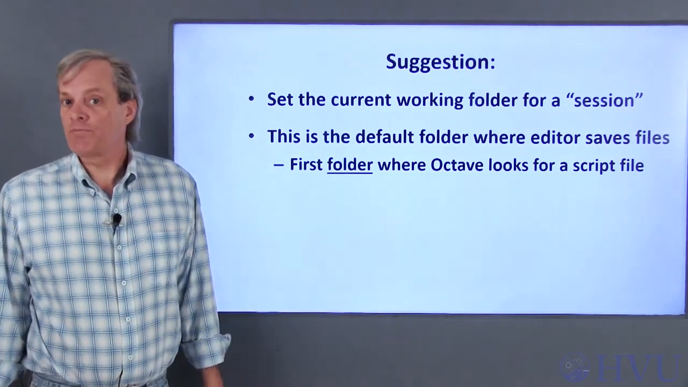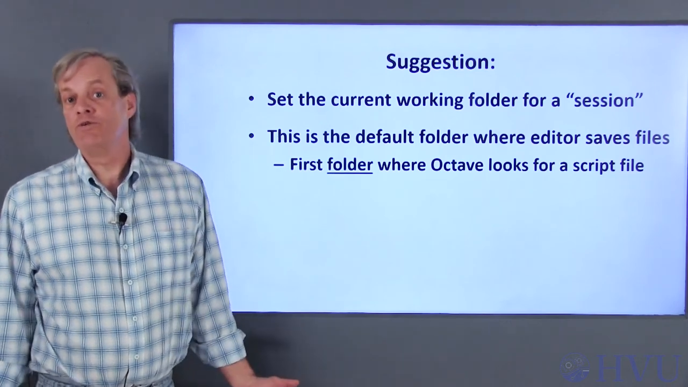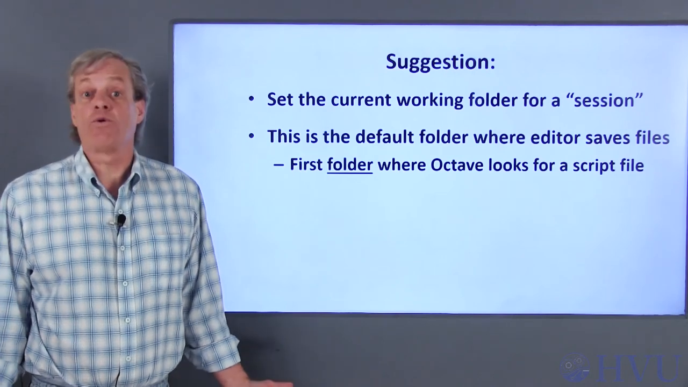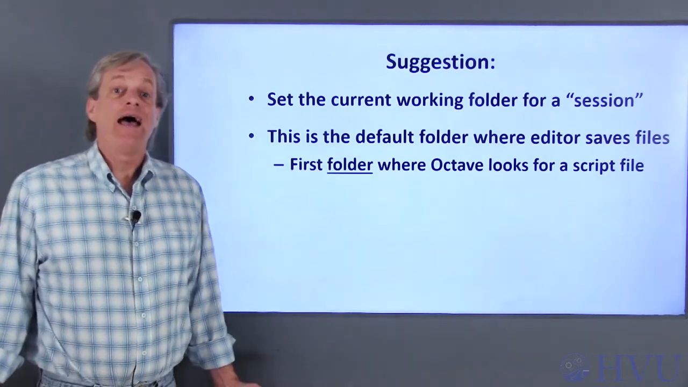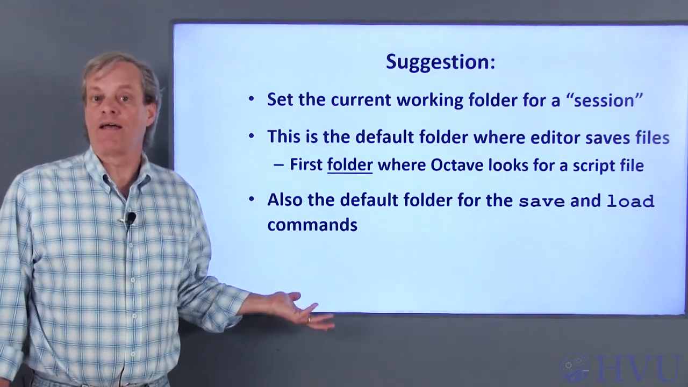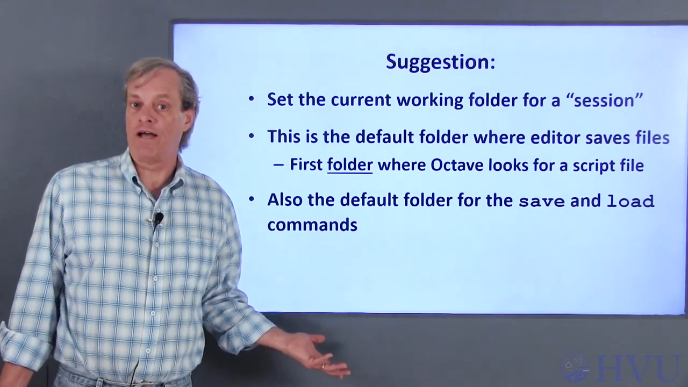It'll also be the first place that Octave will look for a script file you're trying to execute, assuming you didn't accidentally give your script file the same name as a variable in the workspace or a built-in function. As a bonus, the current directory is also the default location where the load command will look for files to load, and it's the save function's default location where files are saved.